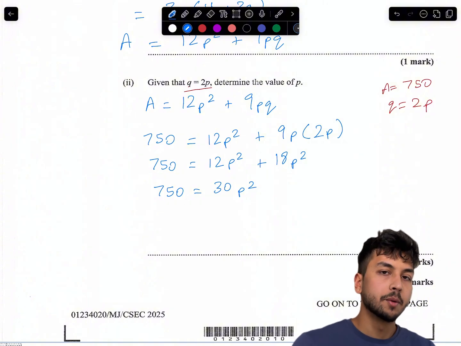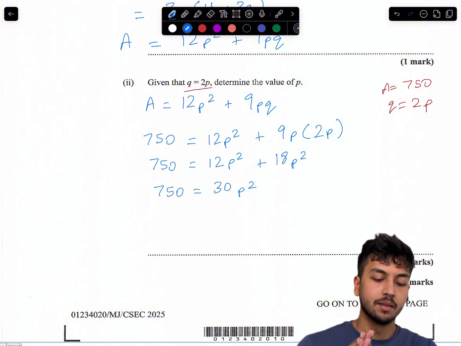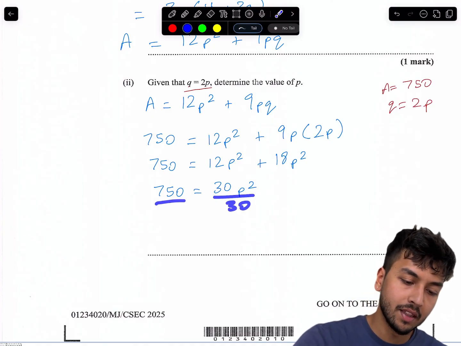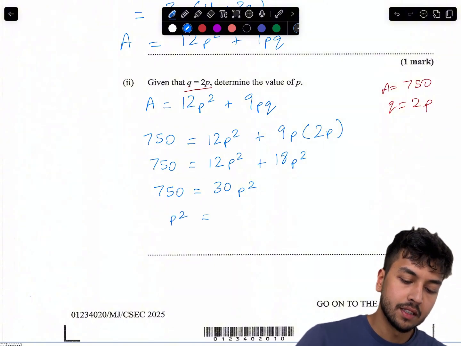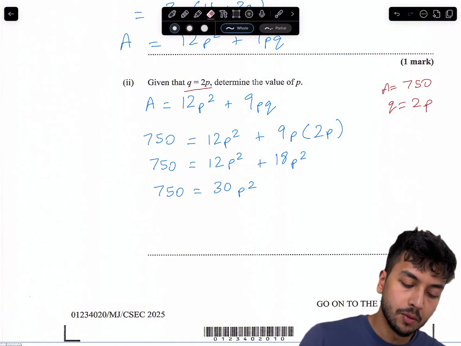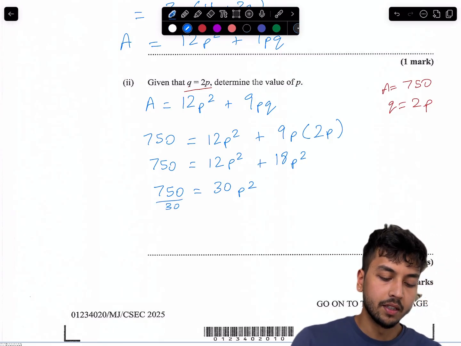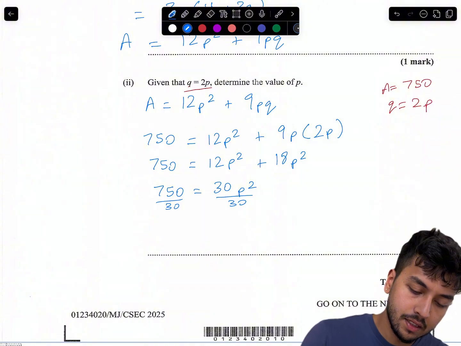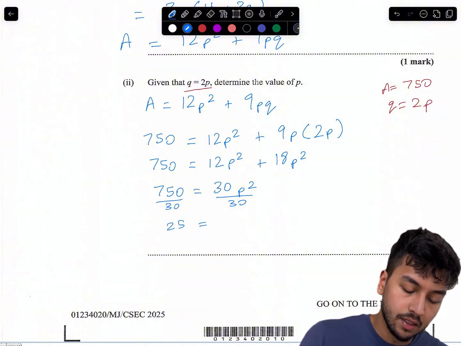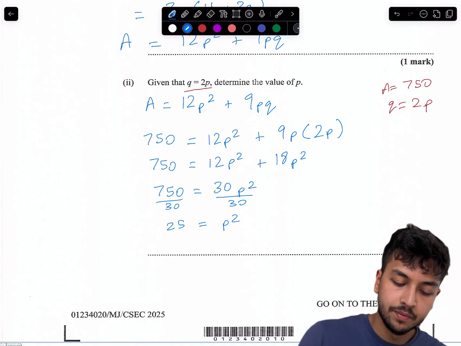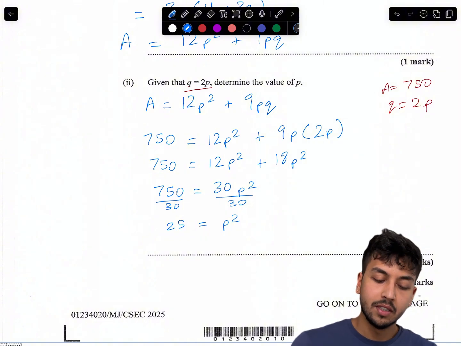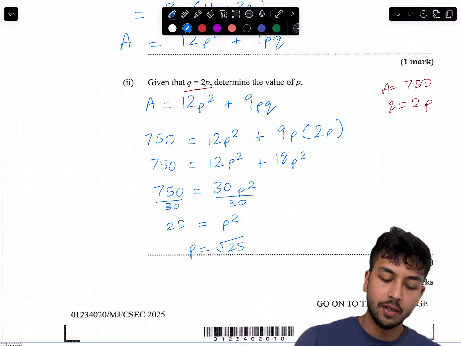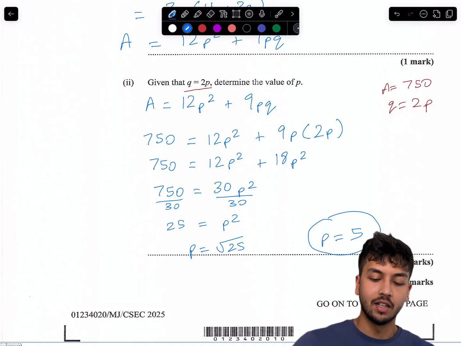And now we want to solve for p, so we have to start taking steps to make p the subject of the formula. So we could divide both sides by 30. Divide this side by 30, divide this side by 30, and we get 25 is equal to p squared when you divide both sides by 30. And if 25 is equal to p squared, take the square root of both sides. So then p is equal to the square root of 25, which is 5. So the answer is p equals 5.